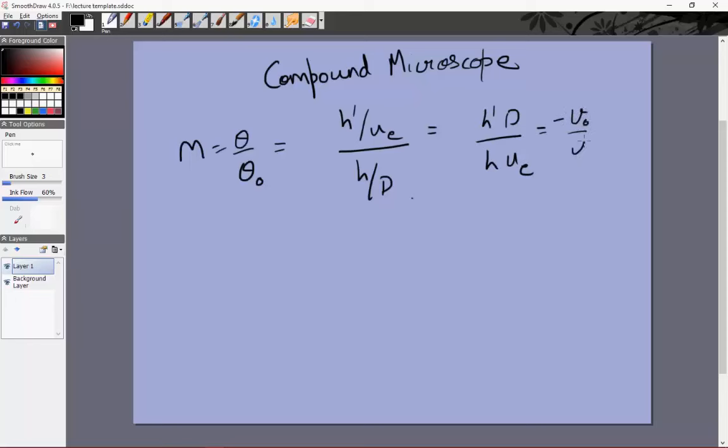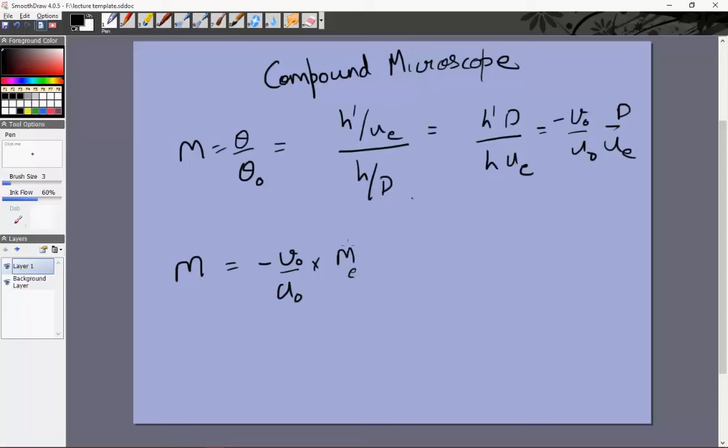Minus, because h' and h are taken to be positive. D by ue. Now let's look at this term for a second. D by ue. We got d by u as the magnification for a simple microscope when we put the image at d, and in that case magnification turned out to be 1 plus d by f, which was d by u. So we can write this magnification as minus v naught by u naught multiplied by m e.